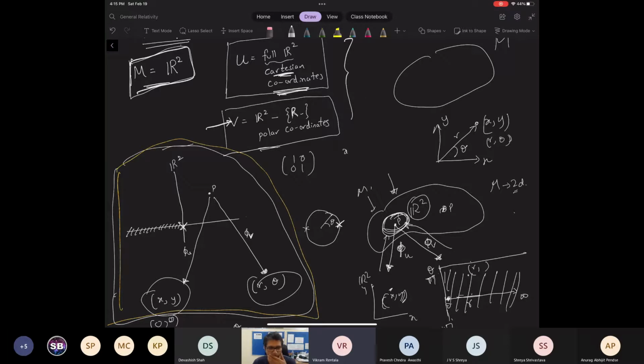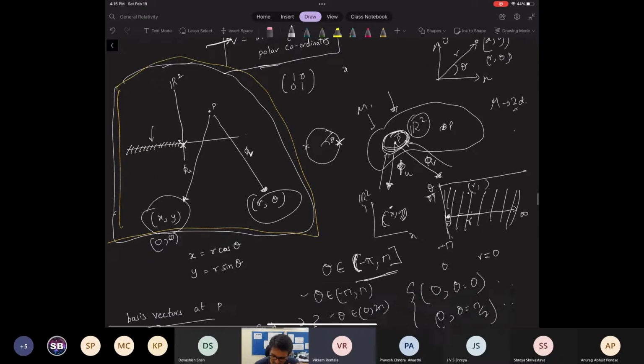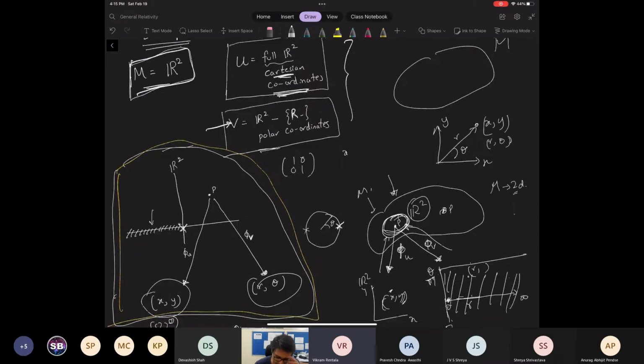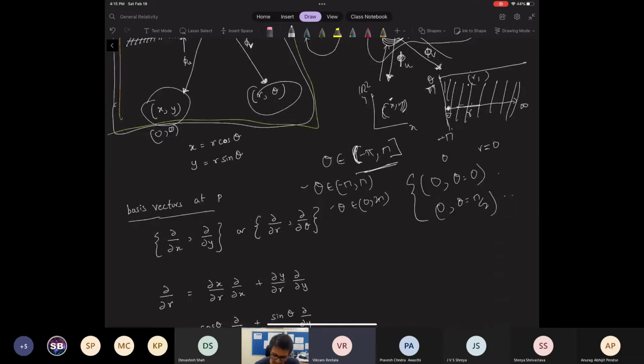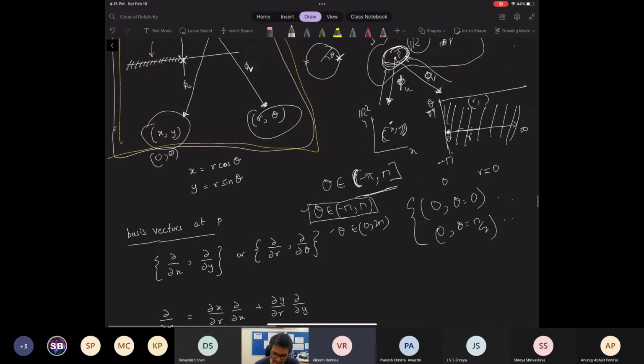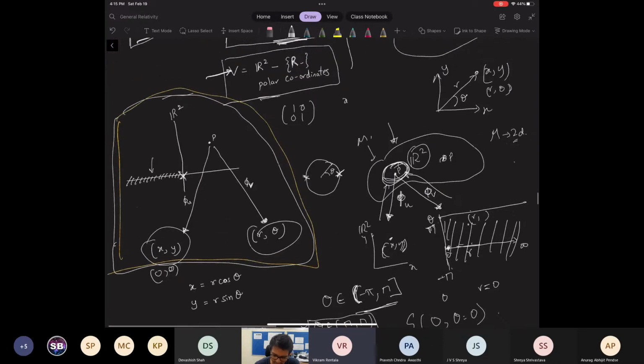Okay, so this is the coordinate patch on which our polar coordinates are strictly speaking valid. So this is one choice. Of course, we can choose other choices. This particular choice is the one where I've chosen theta belonging to minus pi to pi. That is, I've excluded theta equal to pi from this choice of polar coordinates.